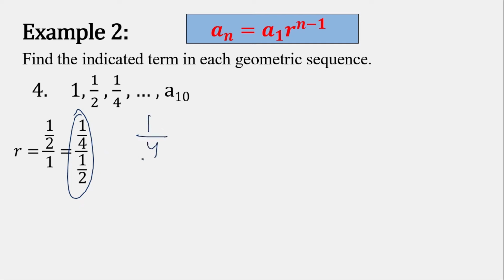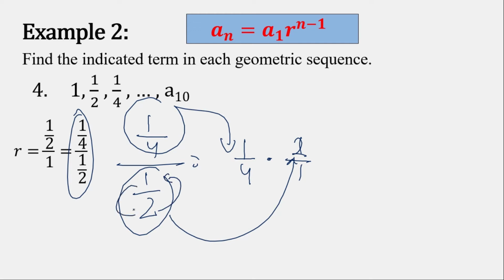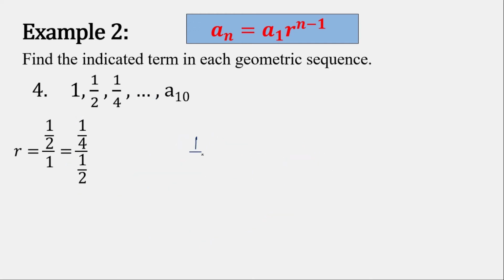But for this, let me show you how to deal with it. Is 1 over 4 over 1 half. All you need to do is to copy the numerator, that is 1/4, and get the reciprocal of the denominator and multiply it. Reciprocal meaning we just interchange the numerator and the denominator. So we have 1/4 times 2 over 1, and we have 2 over 4, or 1 half. So we have the common ratio of 1 half.